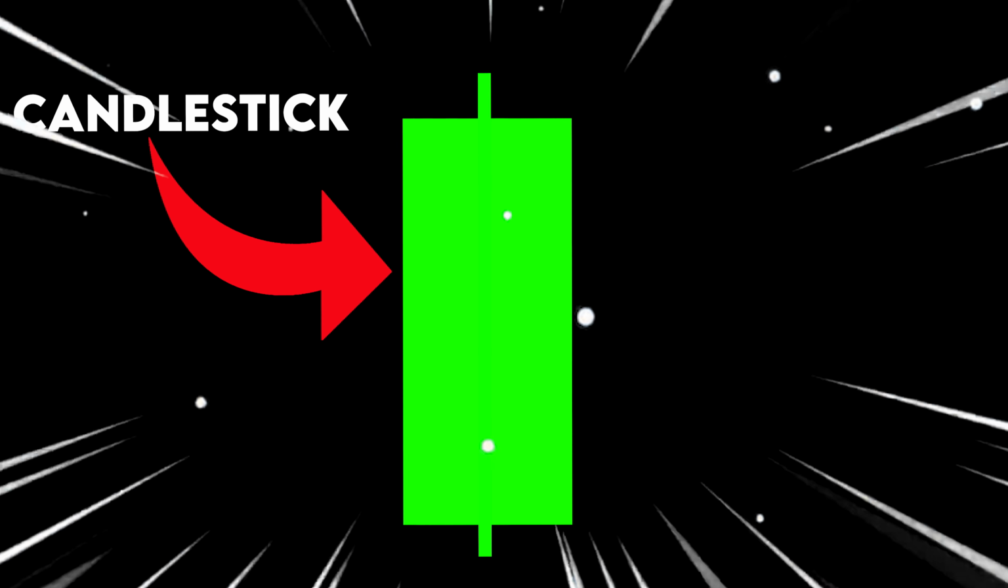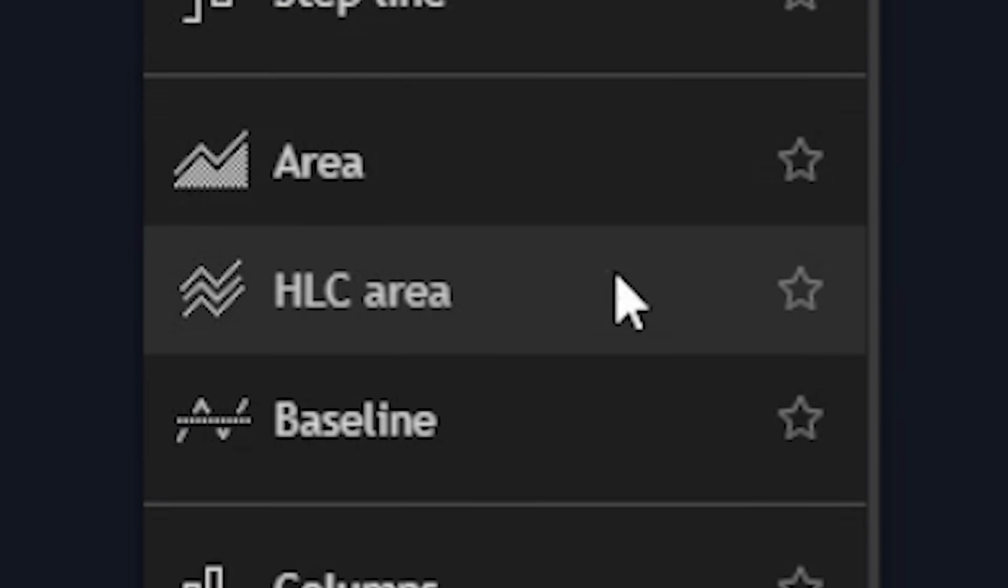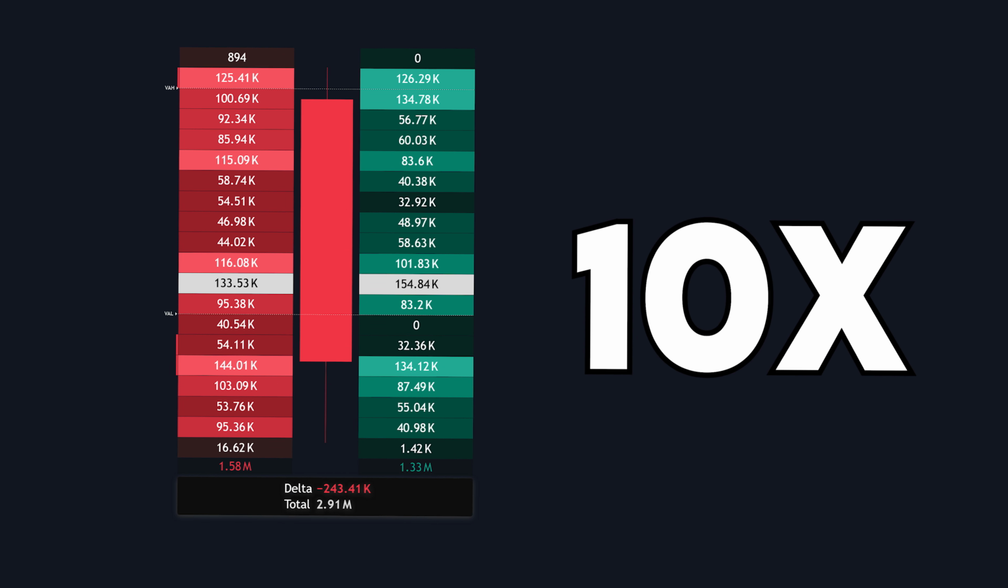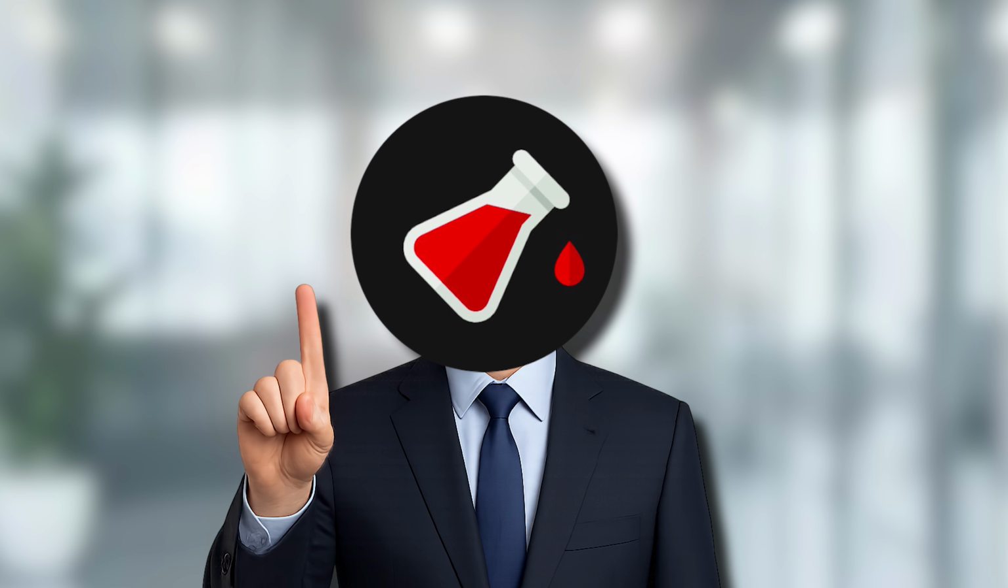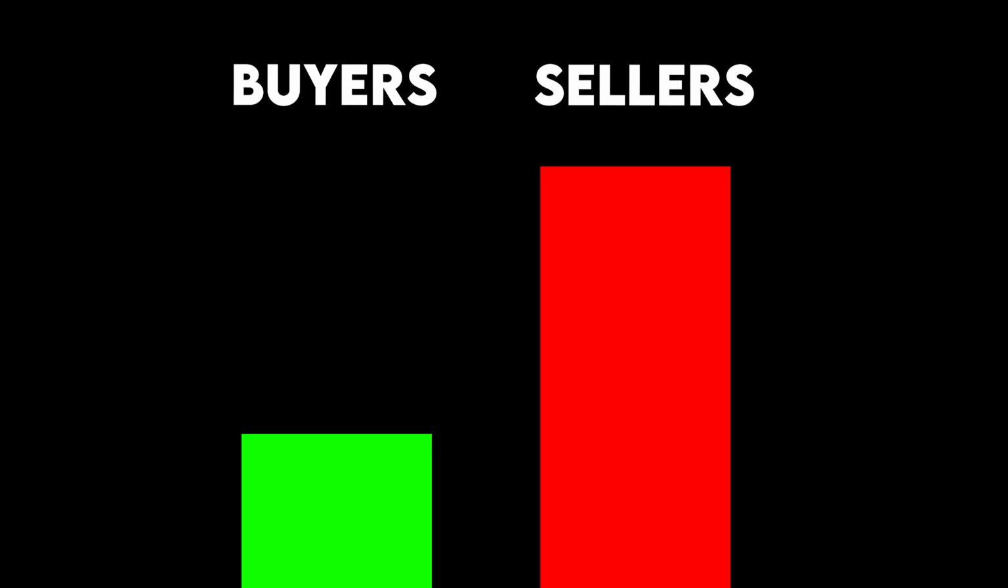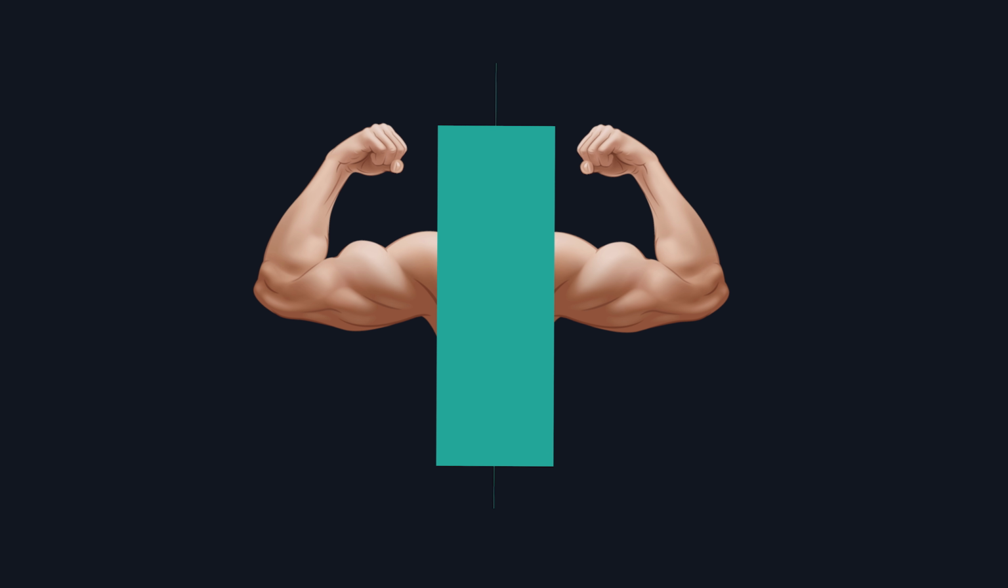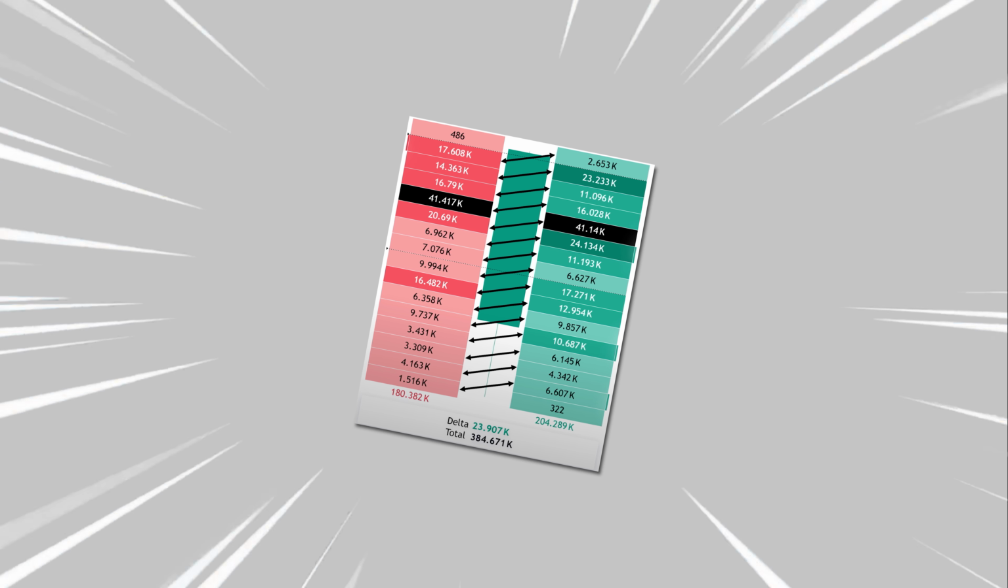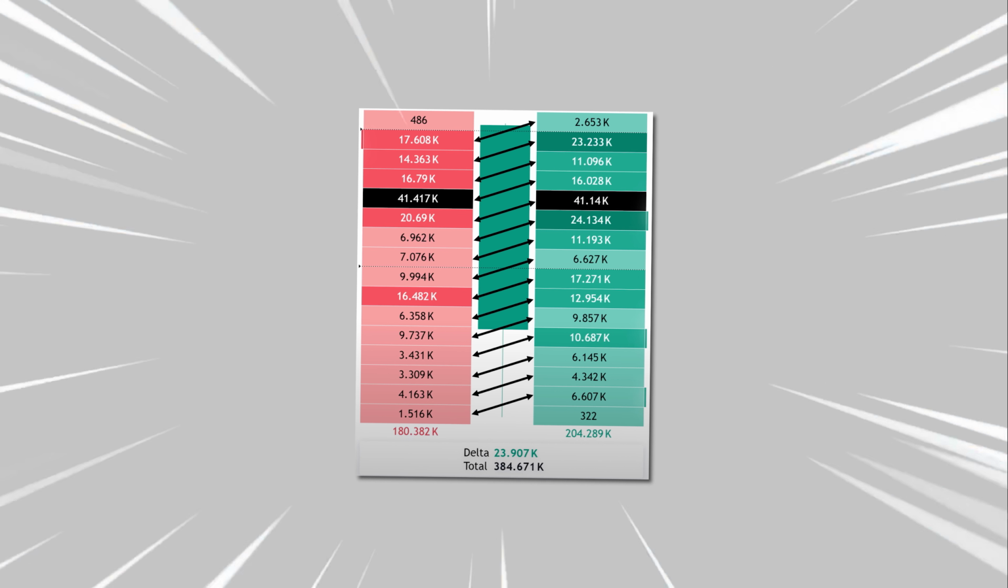This is a candlestick, the foundation of trading. But to be honest, it doesn't give us very much information. What if we could enable a secret tool where it gives us 10 times the amount of data, but not only that, telling us exactly who's in control, the buyers or the sellers, who's likely to win, and if used correctly, tells us exactly what price is likely to do next. That would be pretty cool, right?